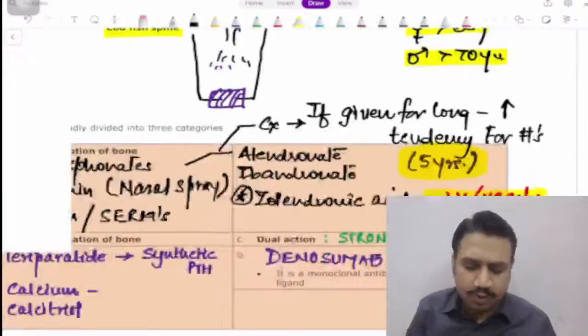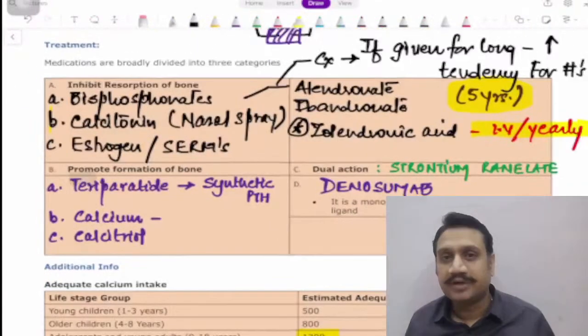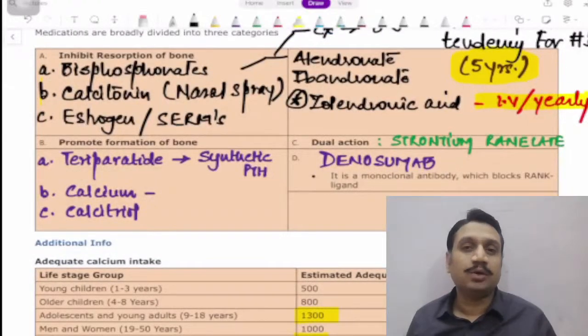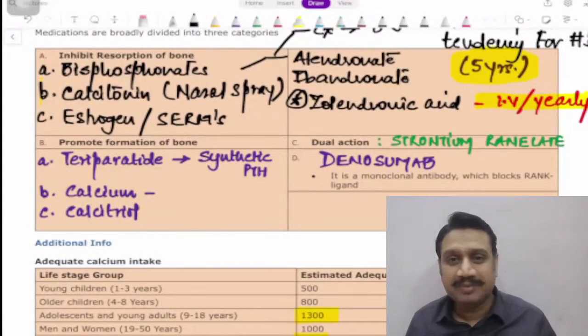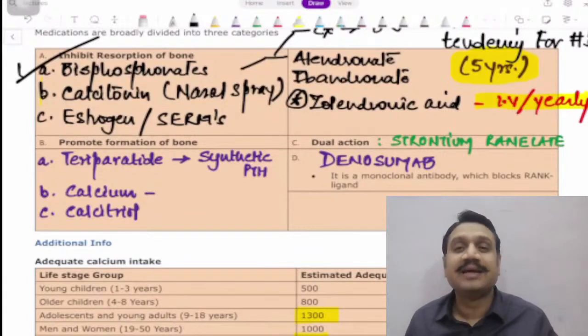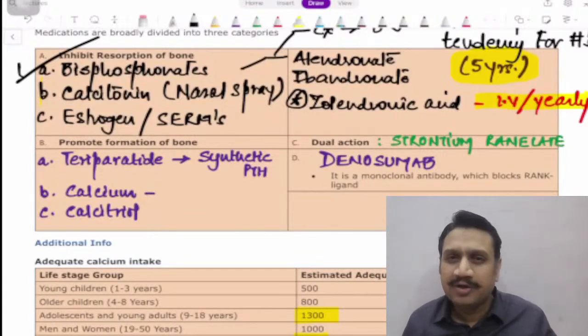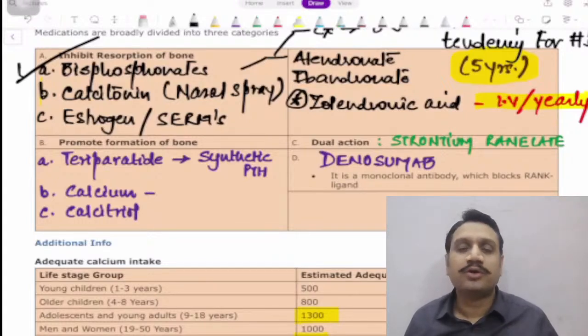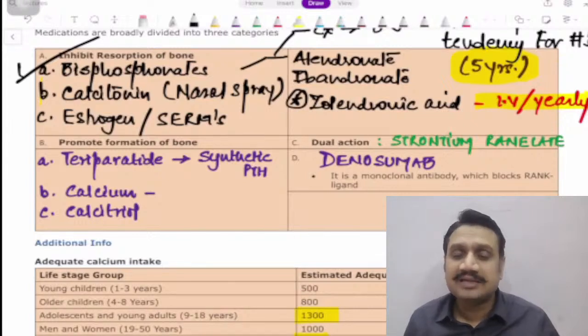When you have to treat osteoporosis, please do remember that the preferred first line drug is always and always a bisphosphonate. Please remember that. We have different types of bisphosphonates like alendronate, zoledronate, ibandronate, risedronate, out of which a little odd one out is zoledronic acid. It is a long-acting one, and it is given IV once in a year, right?